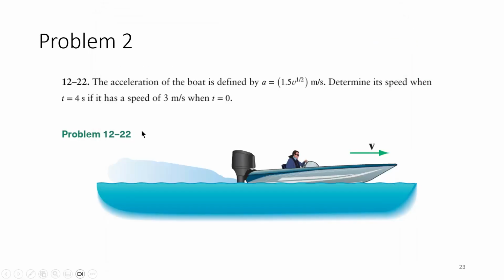Hello everyone, so this is the second problem on 12.1. The question says that the boat has an acceleration of 1.5 v to the power of half. This is a relationship. The question says to determine its speed when the time is 4 seconds if it has a speed of 3 meters per second at the initial time.